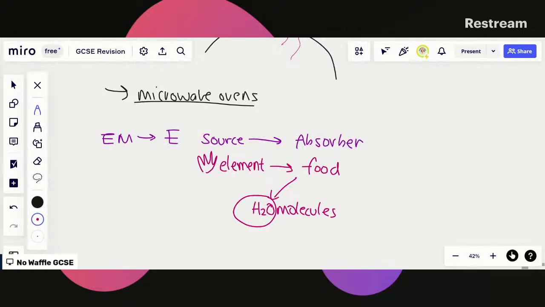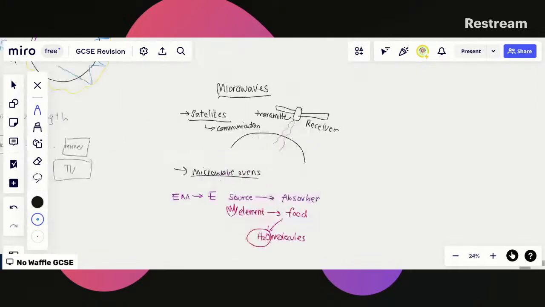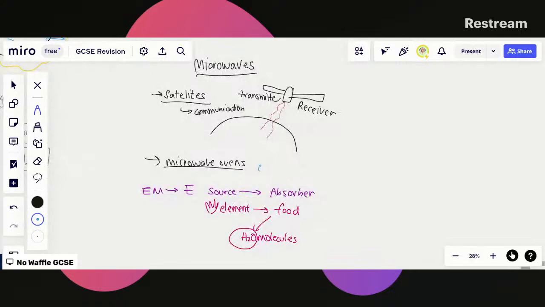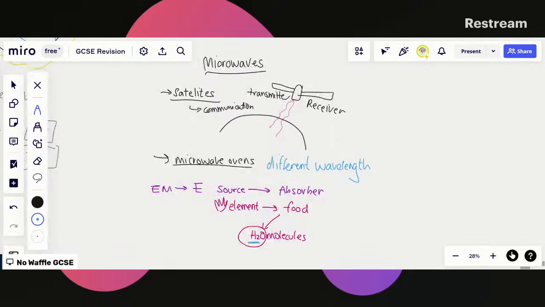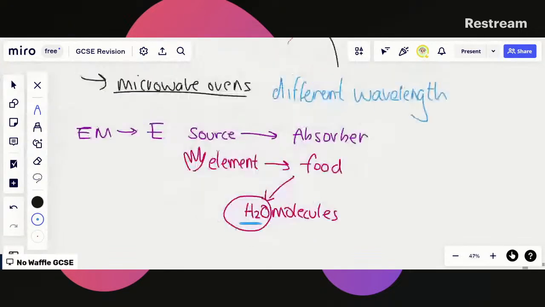So they obviously would have to use a different wavelength. So ensure that if you're ever having to differentiate between the two uses of microwaves, say that it is a different wavelength. Because obviously this one needs to be absorbed by the water and this one needs to go through the water. So the water molecules then transfer the energy of the heat to the rest of the molecules by heating, and that quickly cooks the food and heats it up.